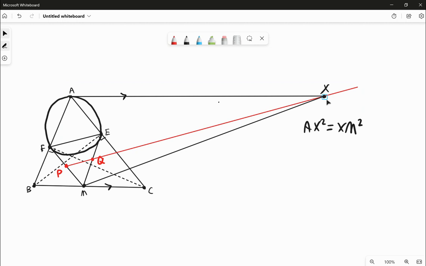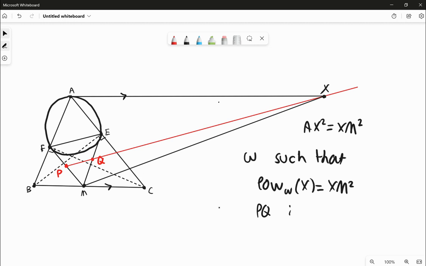And the power of X with respect to this circle was AX squared. So we want to find a circle omega 2 such that the power with respect to omega 2 of X is equal to XM squared, and then PQ is the radical axis of the circumcircle of AEF and omega 2.